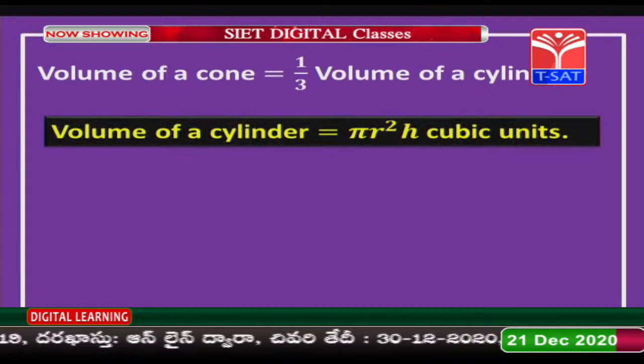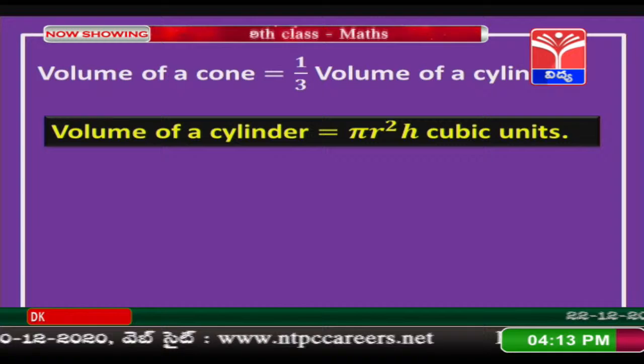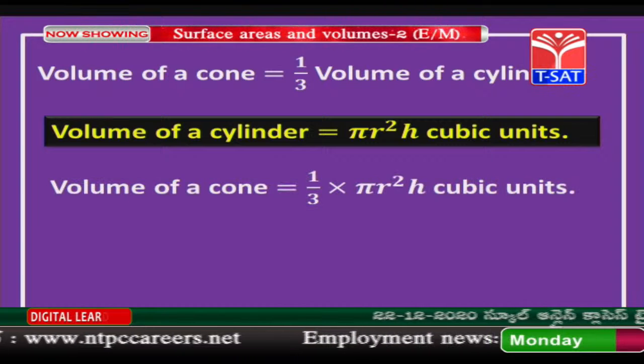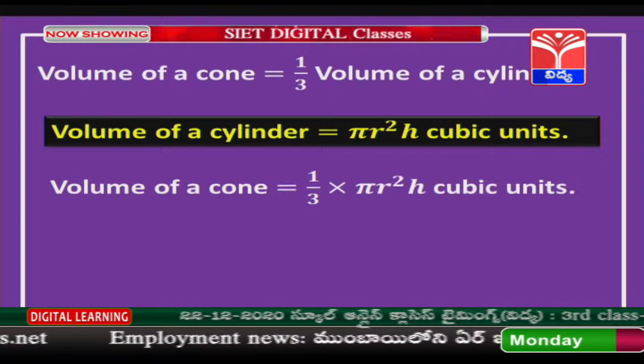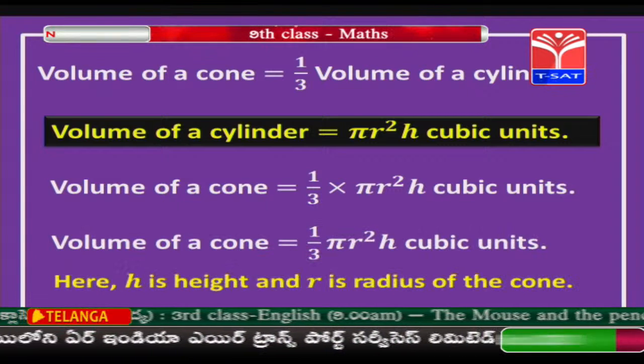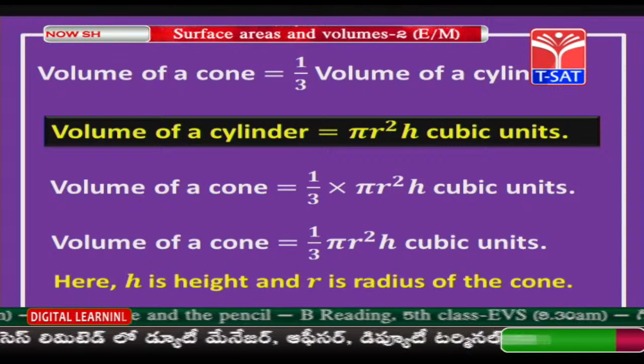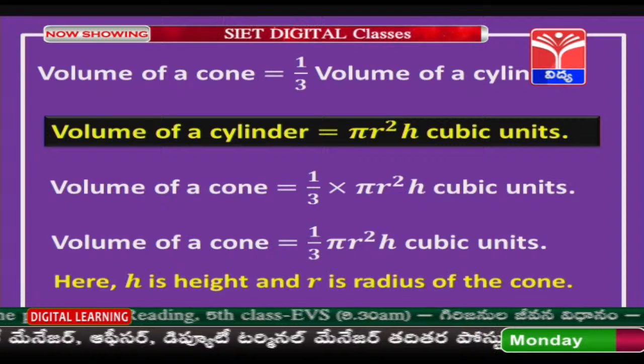But what is the volume of cylinder formula, children? Yes, it is pi r square h cubic units. Now, let us substitute this. You get 1/3 into pi r square h cubic units, or I can write simply 1/3 pi r square h cubic units. This is the formula to find the volume of a cone. h is the height and r is the radius of the cone.